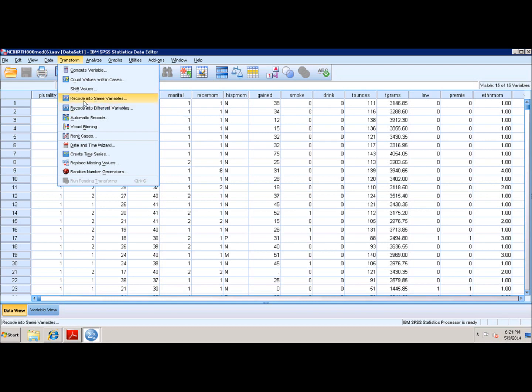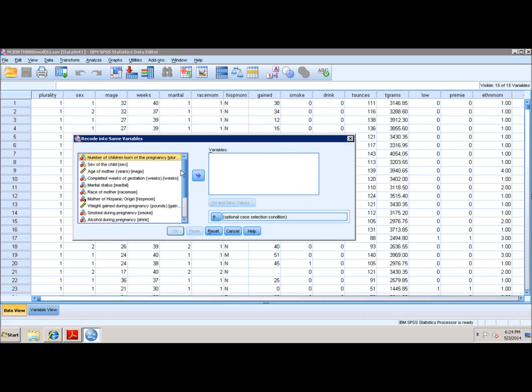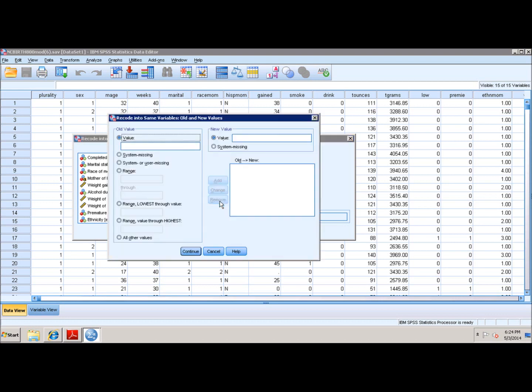In this case, I'm going to recode into the same variable, so the smoke variable itself will change. So I'm going to click on that, recode into same variable. And the variables that I'm interested in recoding are low birth weight and smoke during pregnancy. So you're going to want to click on this here, old and new values. The value of 0 I would like to change to a 2. So I just click add.